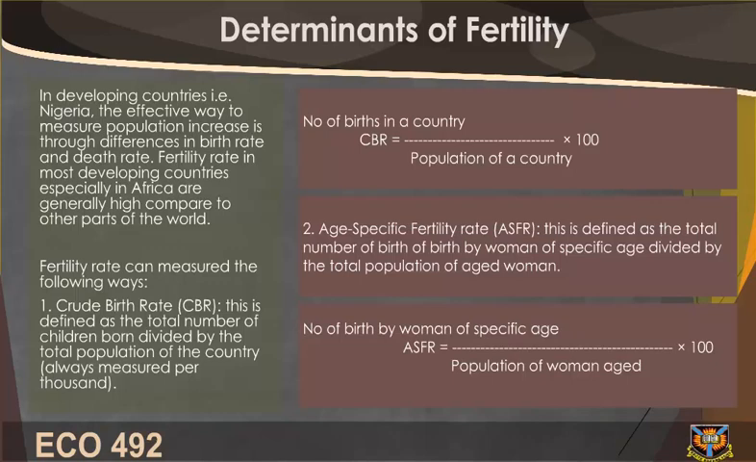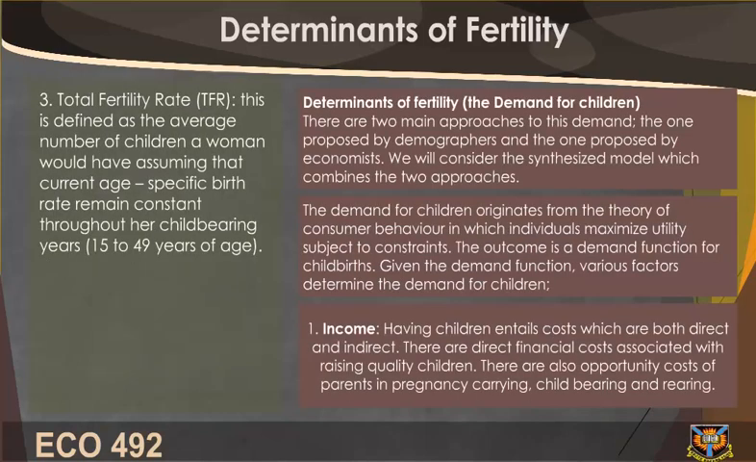Fertility rates can be measured in the following ways. 1. Crude birth rate, CBR. This is defined as the total number of children born divided by the total population of the country, always measured per thousand. 2. Age-specific fertility rate. This is defined as the total number of births by women of a specific age divided by the total population of women of that age. 3. Total fertility rate. This is defined as the average number of children a woman would have, assuming that the current age-specific birth rate remained constant throughout her childbearing age, 15 to 49 years of age.